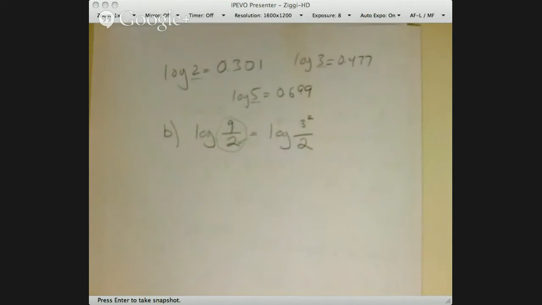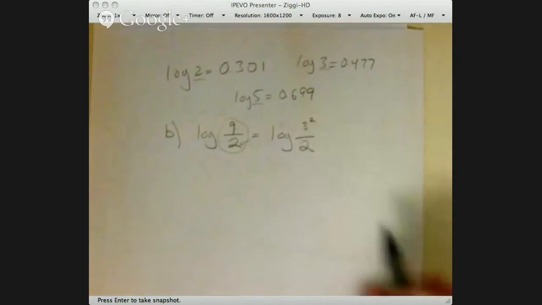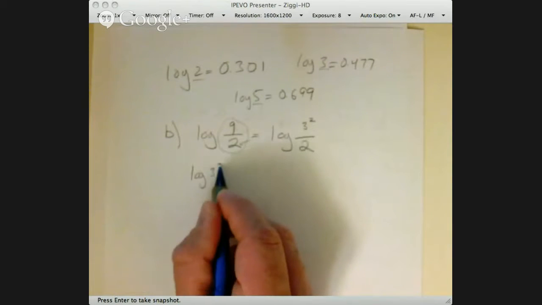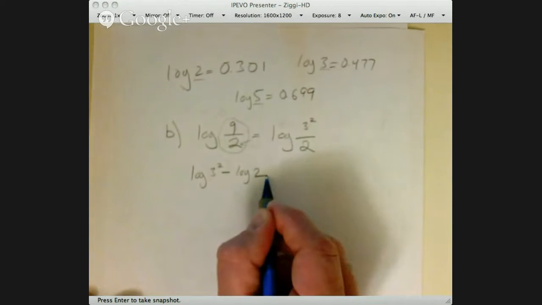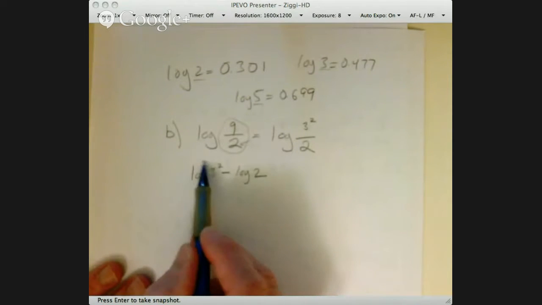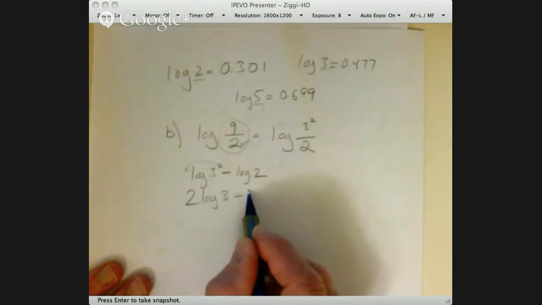We don't need any 5's. And so now I'm just going to split them apart. In the case of this, I see it's a division, so I can say that this is the log of 3 squared minus the log of 2. And to continue to expand this, I want to bring this down to the front. I can say 2 log 3 minus log 2.